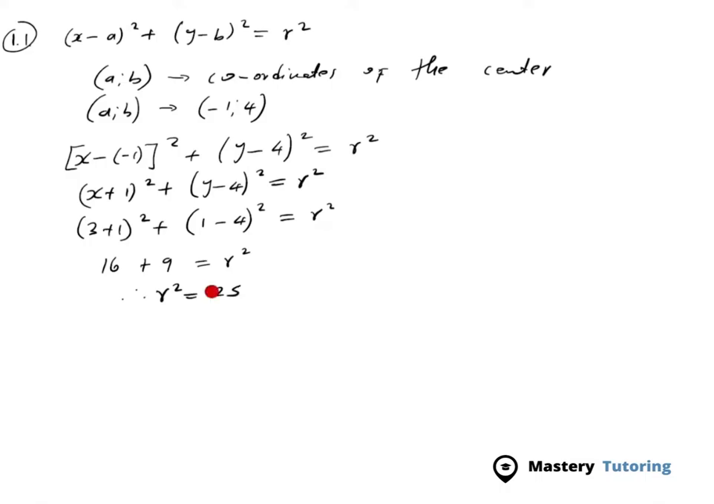Now we substitute this value back into this expression. So if I copy it, we have (x plus 1) squared plus (y minus 4) squared is equal to, so instead of putting r squared, we put 25, because r squared is equal to 25. And that is the equation of the circle.